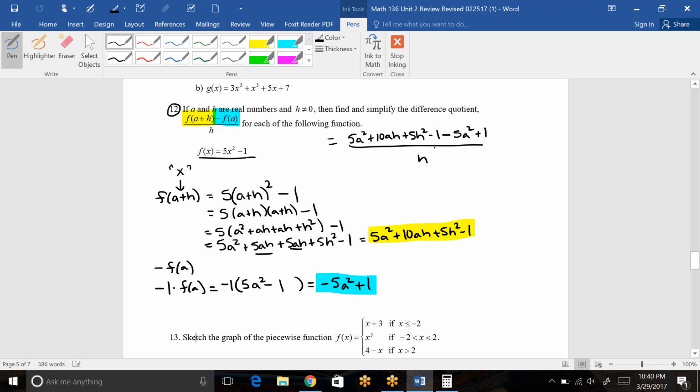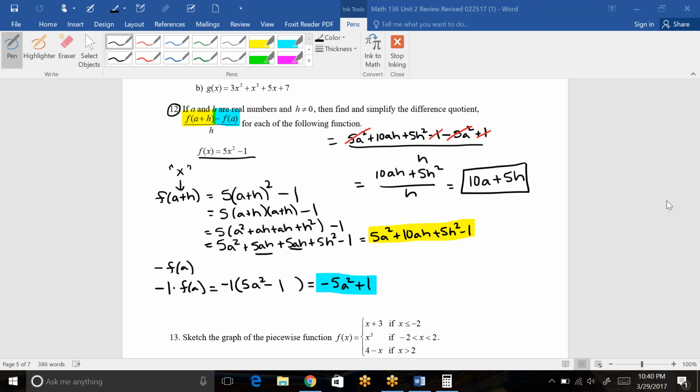And then this is over h. If you've done this correctly, some stuff should cancel. 5a squared with -5a squared and -1 and +1. So notice we get 10ah plus 5h squared over h, and then the h reduces on both of those. So I'm dividing both of them by h. So there is my final answer.